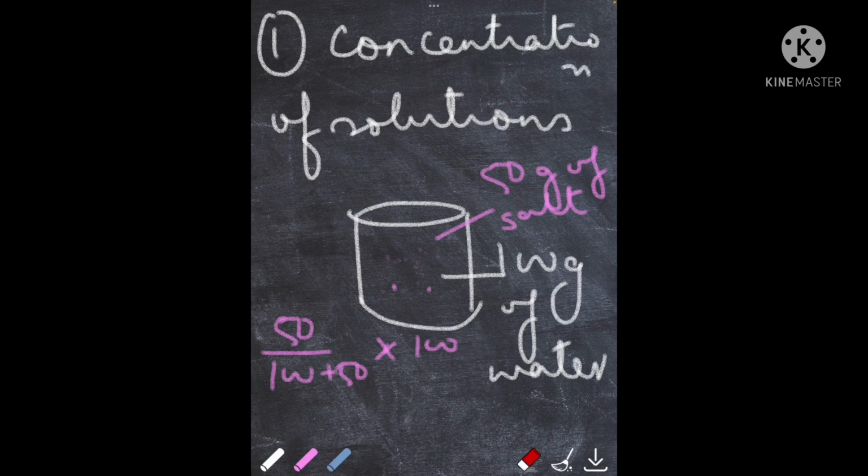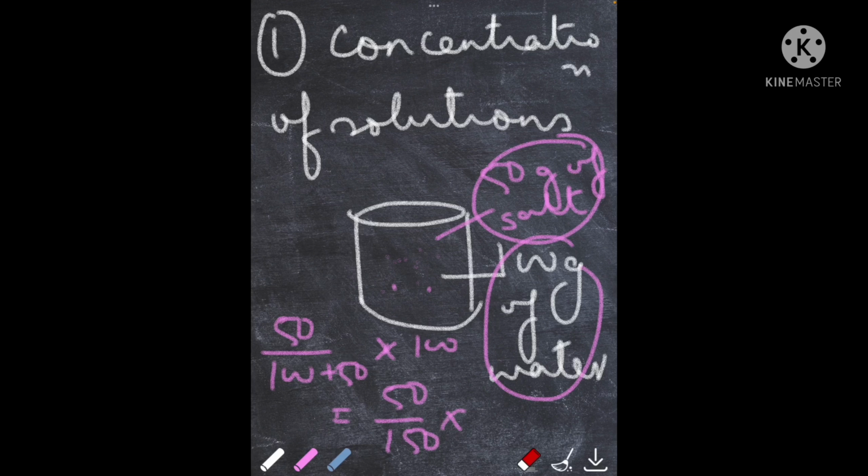Okay, so the concentration basically is the amount of solute dissolved in a given amount of solvent to make up a solution. So if I try taking out the concentration over here, this will be 50 upon 150 into 100, that is 5 threes are 15, so it will be 33.33%.